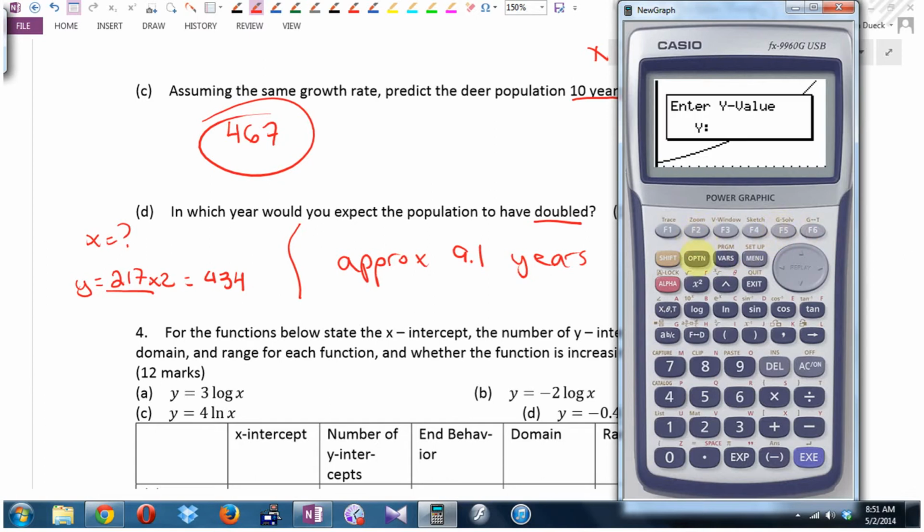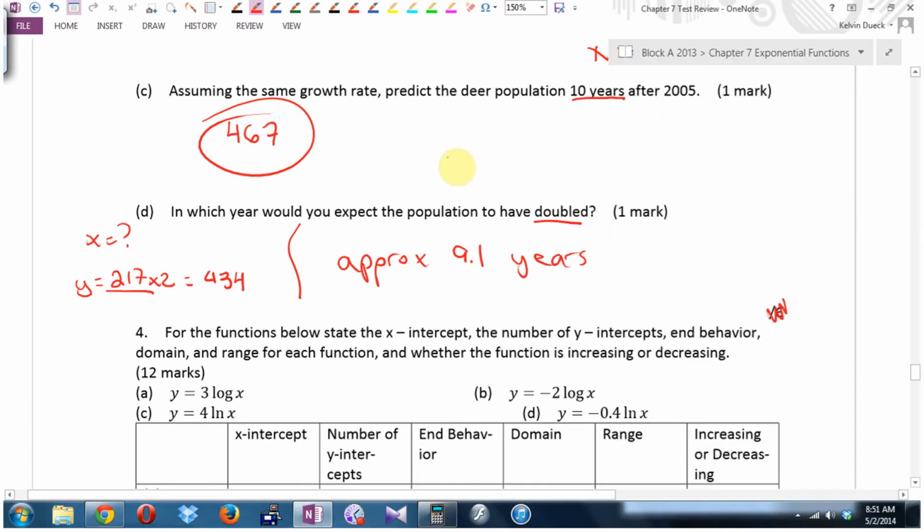G-solve. So if you type in, Kayvon, did you get 18.1? Yep. Okay, I'll give you a half mark for that. You did it wrong. I did the work right. Yeah. So okay, these are some of the questions.